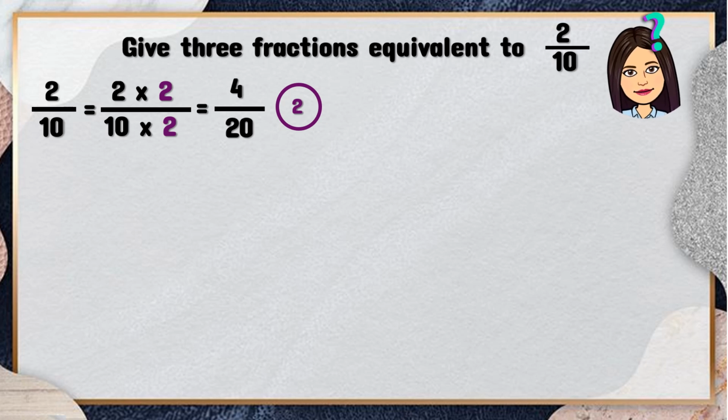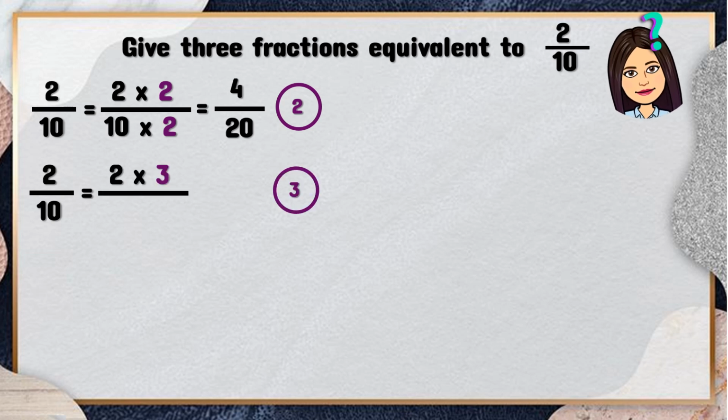Let's do now the second equivalent fraction of 2/10. Let's multiply the numerator and the denominator by 3. The numerator 2 times 3 is 6. And the denominator 10 times 3 is 30. So the second equivalent fraction of 2/10 is 6/30.